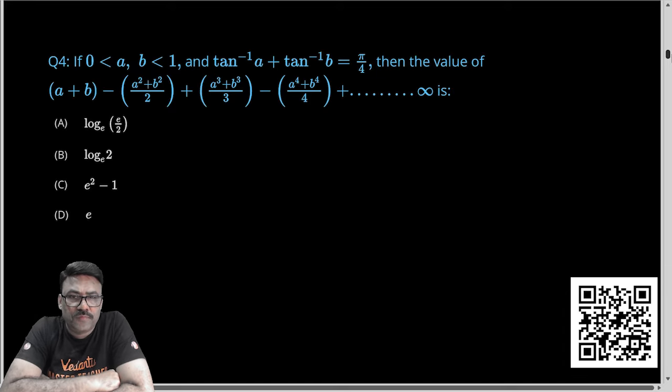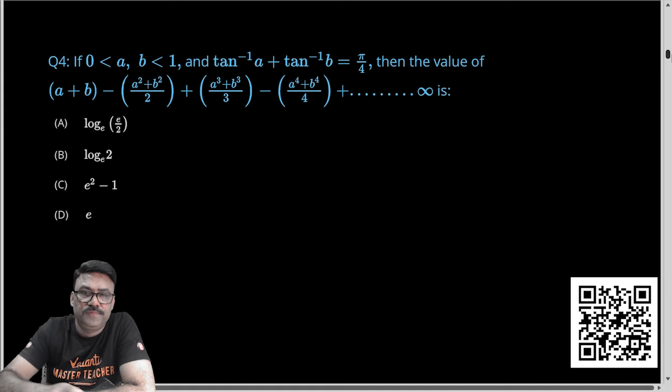Next question is based on inverse tangent formula and a logarithmic series. If tan inverse A plus tan inverse B is pi by 4, then what is the sum of this logarithmic series?